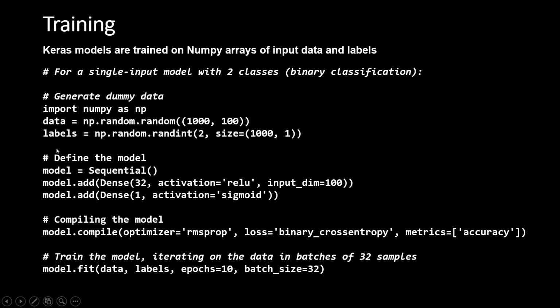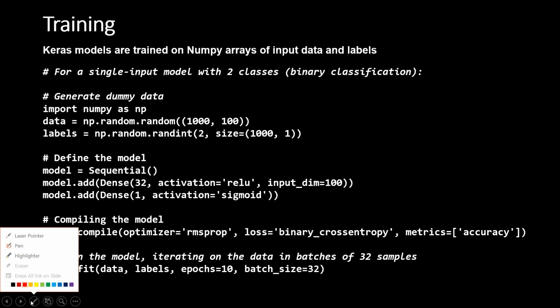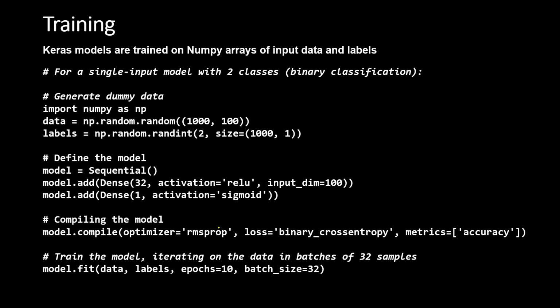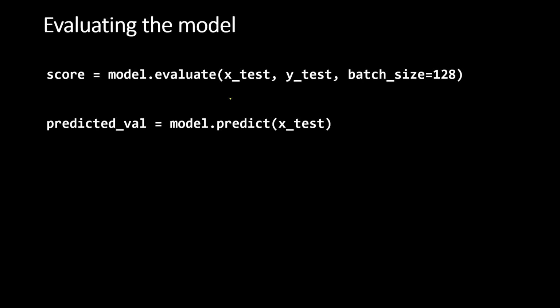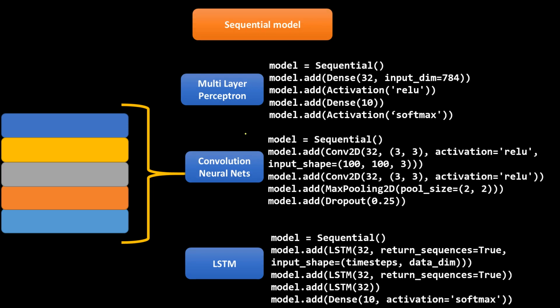We simply give the training data, we define the model, we compile the model, and then we simply train the model. Okay, and then with Keras you can evaluate the model, and you can predict on any new test data with that same model. And with the sequential model, you can define a multi-layer perceptron, convolution nets, and LSTM nets, with just a few lines of code in Keras. So if you haven't watched the previous video, you can go and have a look at that.